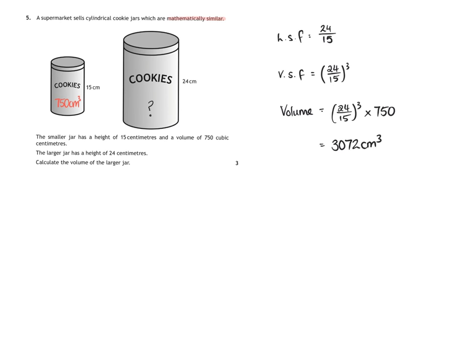Right, so that one's quite a straightforward question as long as you remember that you have to cube your scale factor to get your volume scale factor. So the marks for this question, you get 1 for the linear scale factor, 1 for the volume scale factor, so knowing to cube, and then 1 for your answer. So on to question 6.